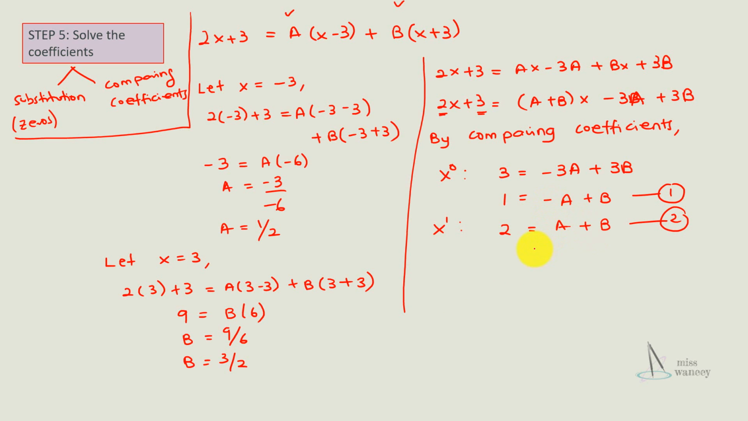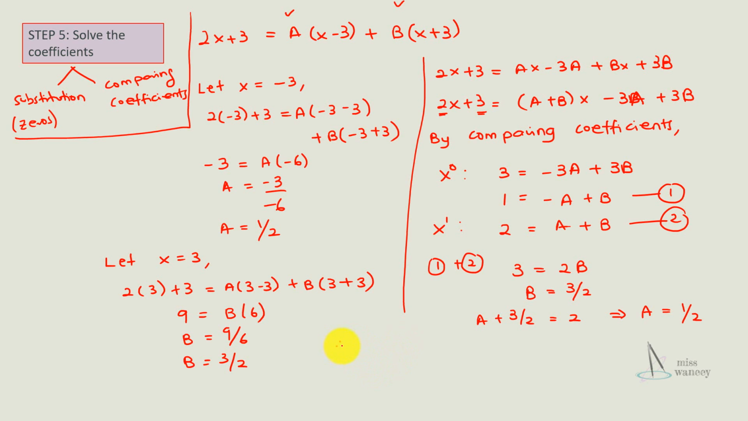So if I add these two, 1 plus 2 is equal to 3. -a plus a is 0. b plus b is 2b. So I know that b must be 3 over 2. So go back and substitute. So we know that a plus 3 over 2 must be equal to 2, which means a must be equal to half. Okay, so a equal to half, b is 3 over 2. So we do get the same answer for both of them.